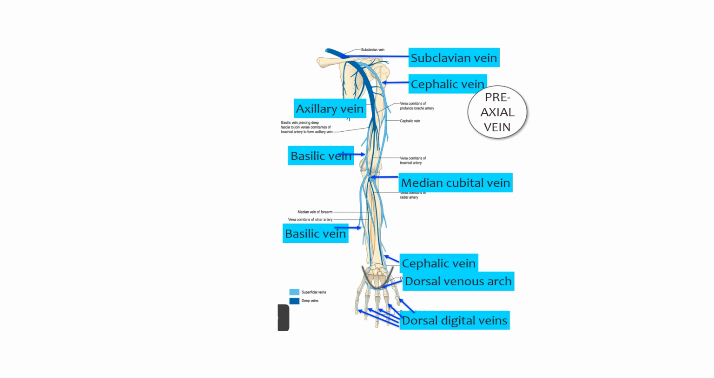Now students, in order to revise, the preaxial vein is the vein which is located along the lateral side of the forearm and the arm, and hence the preaxial vein of the upper limb is the cephalic vein. Likewise, the postaxial vein is the vein which ascends in the forearm and the arm along the medial side or the medial border. Likewise, the postaxial vein will be the basilic vein.